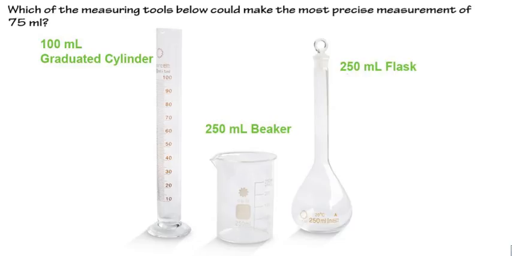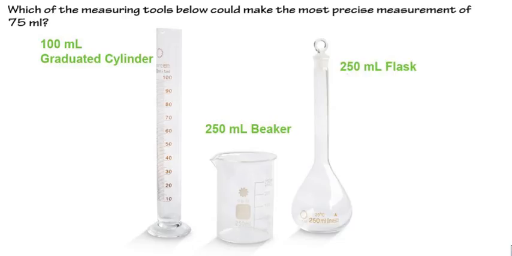Which of the following measuring tools could make the most precise measurement of 75 milliliters? This just kind of goes to good lab skills. When you are measuring volume, the objects that you probably have available to you are graduated cylinders in different sizes. We usually have like a 10 milliliter and a 100 milliliter. Beakers. Beakers we have, again, varying sizes. There's usually like a 100, a 250, maybe a 400.